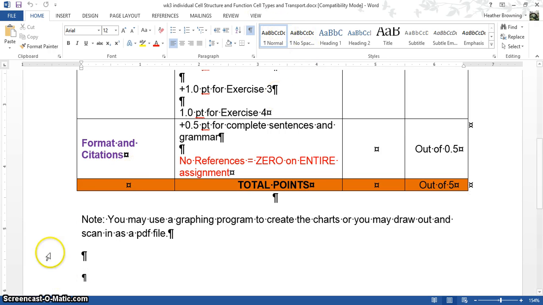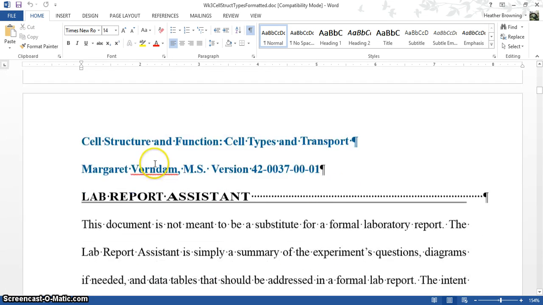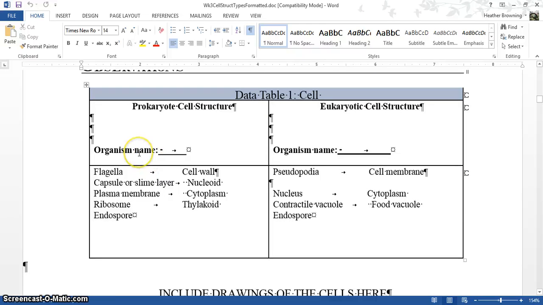Okay, now let's go look at the tab. Which one is this one? Cell types and transport. I will upload my key so I can look at both, so you might get some weird pauses. Put your title page here. Yes, I do like correct title pages. And then we have our whole thing. Observations: again, this is where you can share it or not share it. Just make sure you say what your organism name is. So which one was your prokaryote, which one's your eukaryote, stick the name in, and then say whatever you saw.